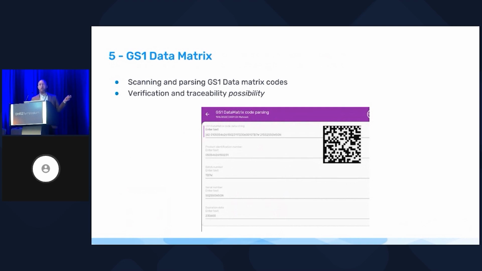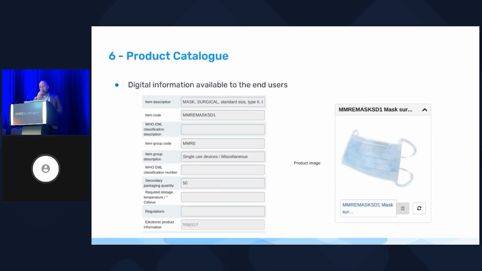GS1 data matrix is a big part of supply chain. That's being completely incorporated into DHIS2 through various different QR codes, data matrices. Product catalogs, we have a large implementation or proof of concept here with the Red Cross, where you're able to monitor your entire stock, all the different types of stock that you have in your warehouse, in your health facility in DHIS2.